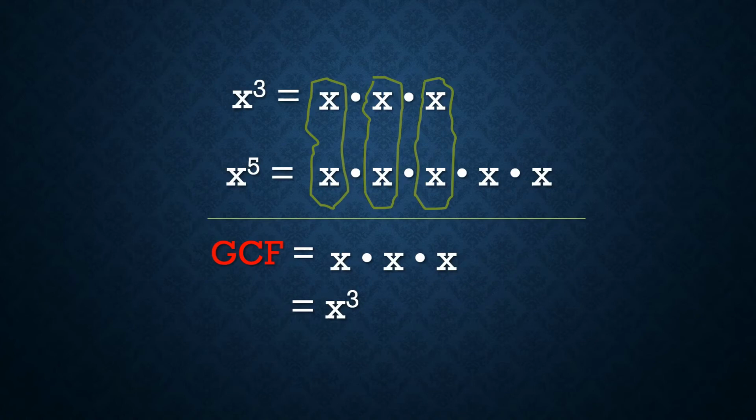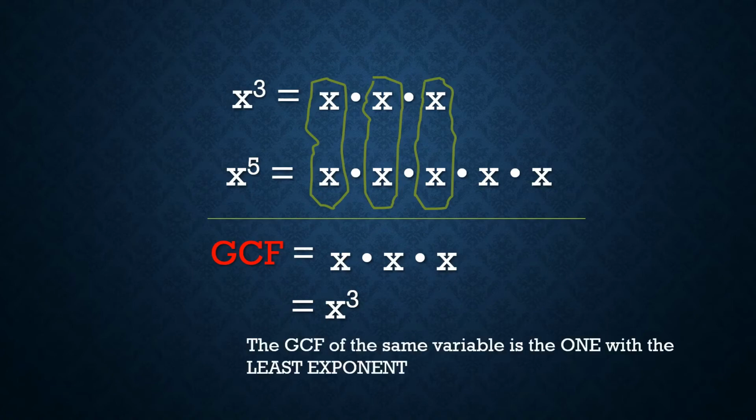Napakadali lang. I have a note here na actually, ang pag-find ng greatest common factor of the same variable is just looking for the variable with the least exponent. Kung mapapansin nyo, yung greatest common factor between x cubed and then x5 is x cubed kasi siya yung pinaka mababa yung exponent. I hope that you get my point.